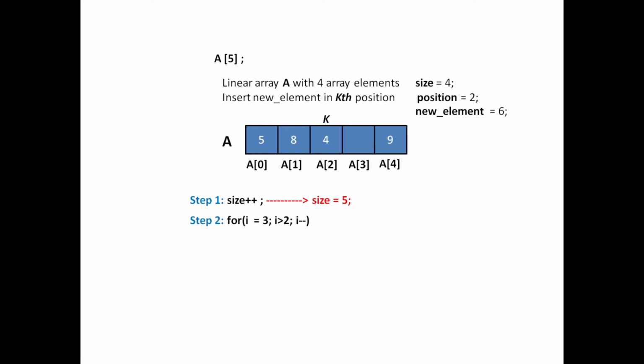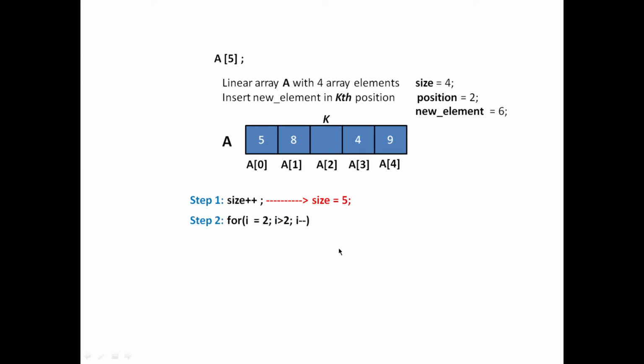Then we perform the loop again. The value of I is 4, so 4 minus 1 is 3. It checks the condition, is 3 greater than 2? It is true, so it performs again the statement inside the loop. Now we assign index 3 the value of array index 2, which is 4. With this, our array index 3 now has the value of 4.